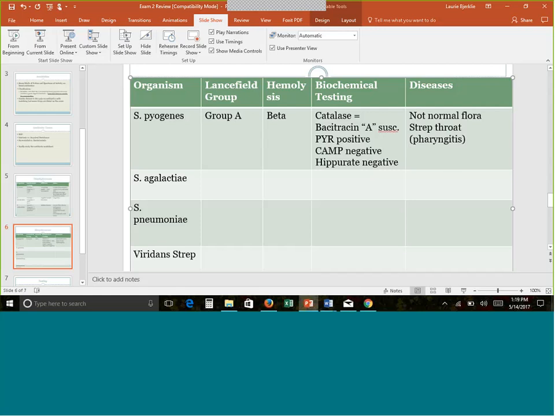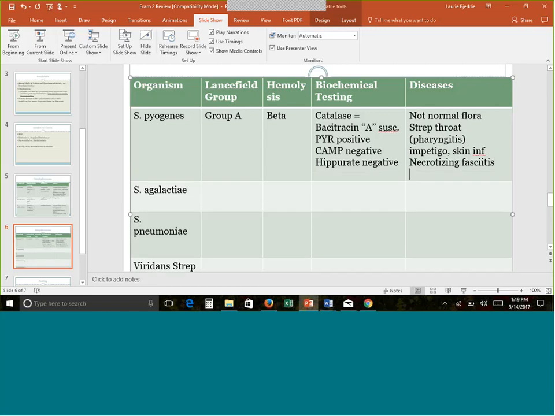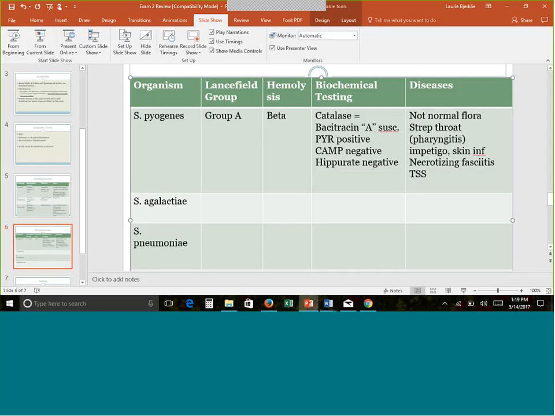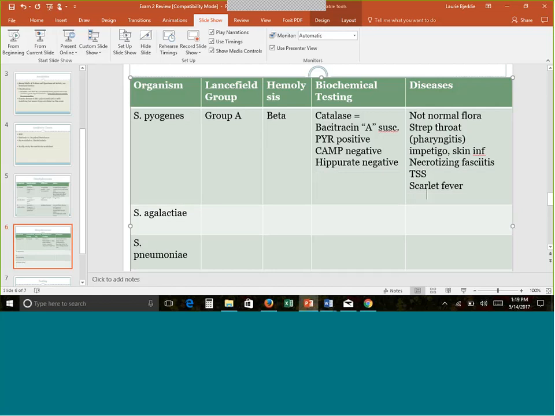Otherwise, there is a ton of things. There's different skin infections like impetigo, just skin infections in general, and then there is necrotizing fasciitis, which is that nasty flesh-eating disorder. But again, Staph aureus can do that too. Toxic shock syndrome, which Staph aureus can do as well. So very similar things in that regard. Scarlet fever, which we don't really see a lot anymore. So the list kind of goes on.